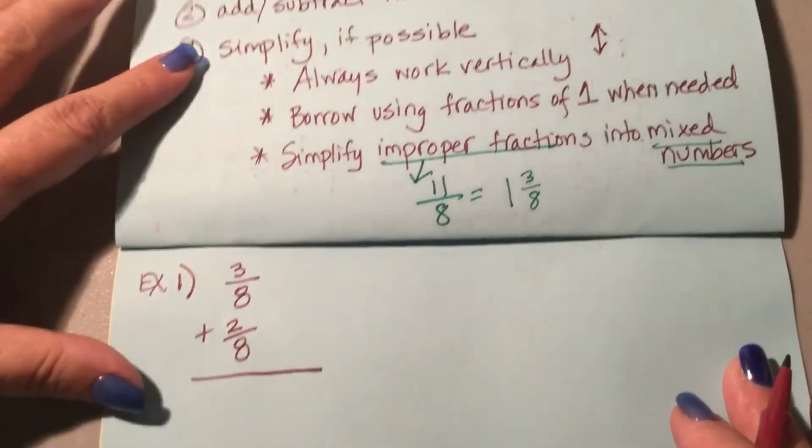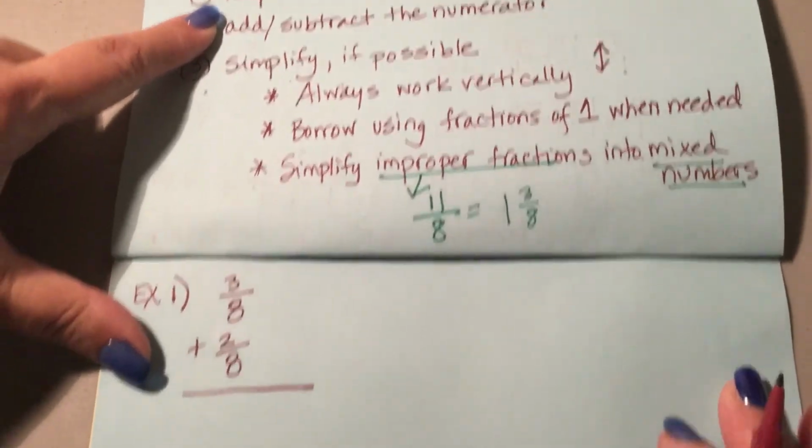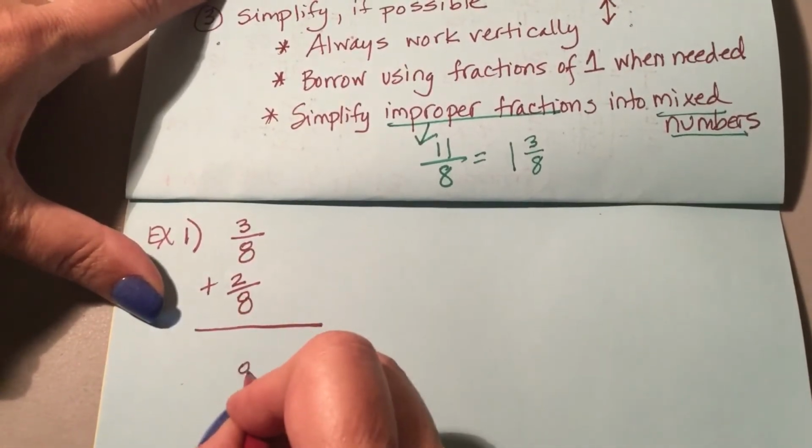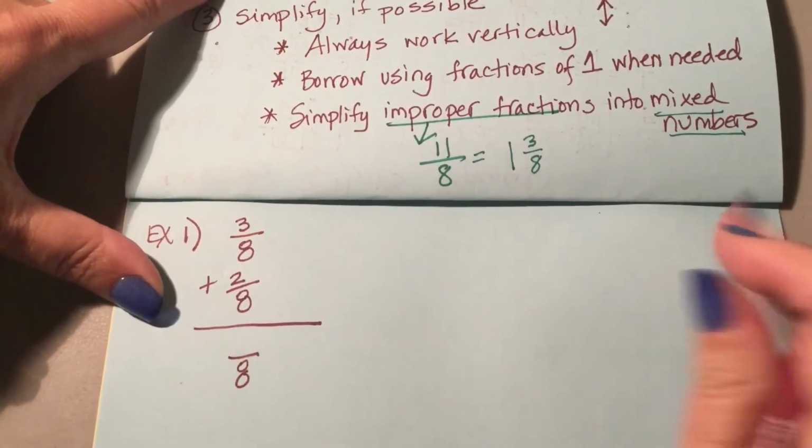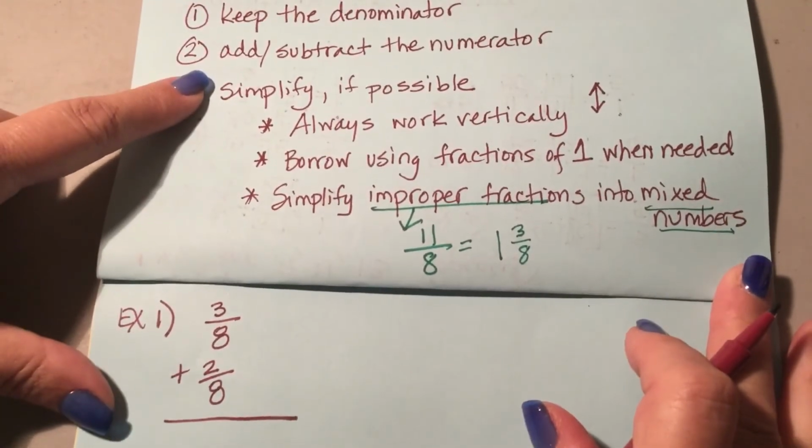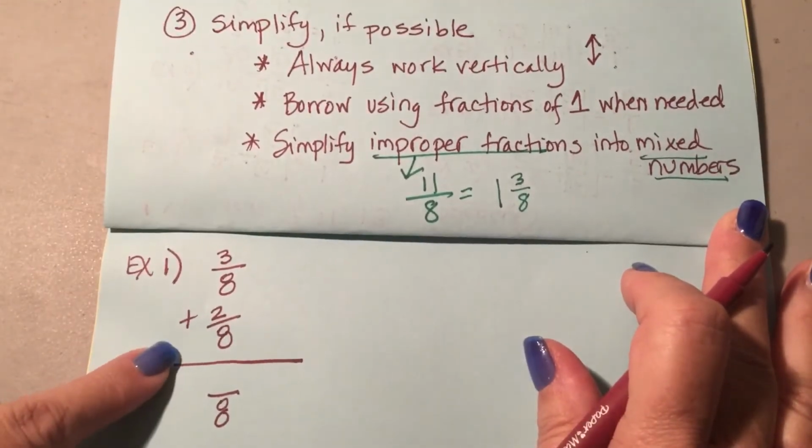So we're just going to follow our rules. Step 1 says keep the denominator. They're both 8, so I'm going to keep that denominator. Then step 2 says add or subtract the numerators. This time we're adding, it's an addition problem.